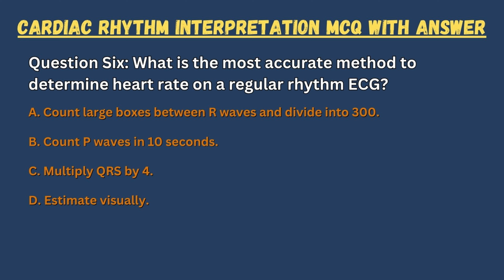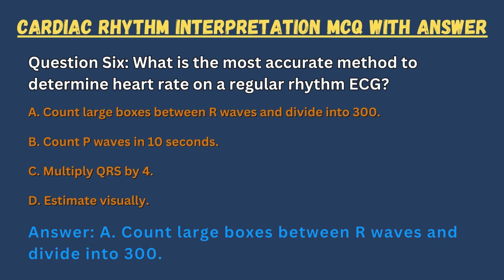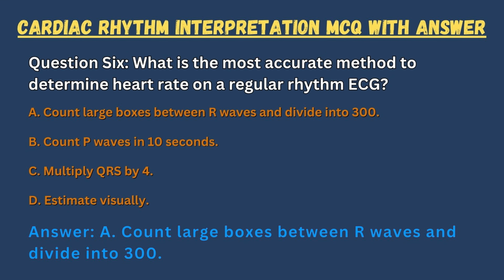Question 6. What is the most accurate method to determine heart rate on a regular rhythm ECG? A. Count large boxes between R waves and divide into 300. B. Count P waves in 10 seconds. C. Multiply QRS by 4. D. Estimate visually. Answer: A. Count large boxes between R waves and divide into 300.